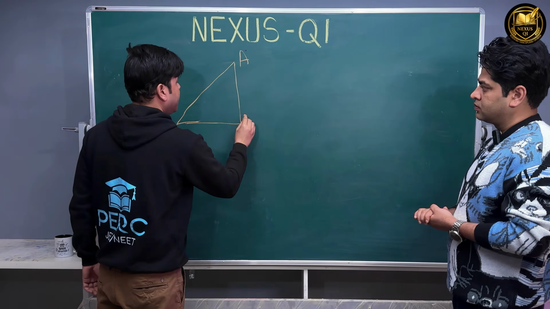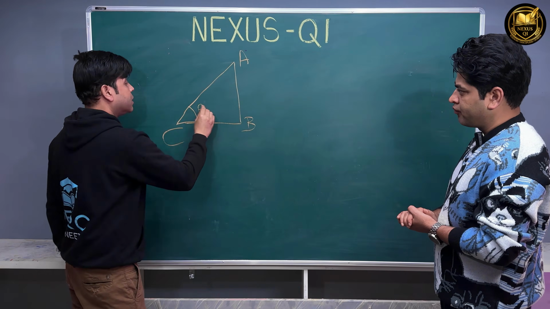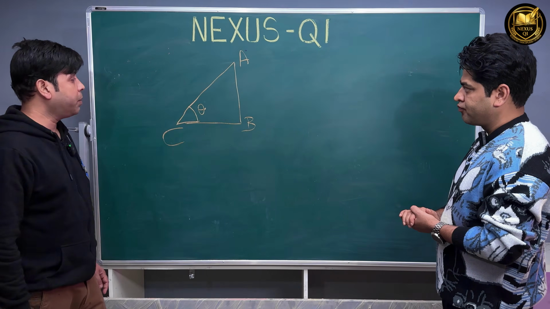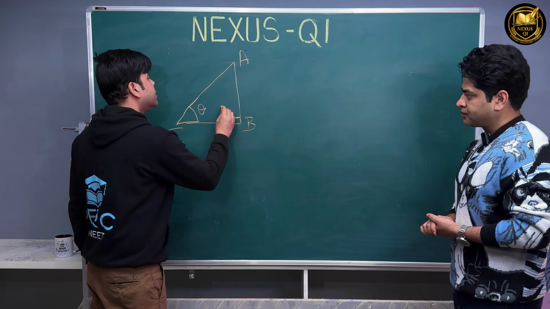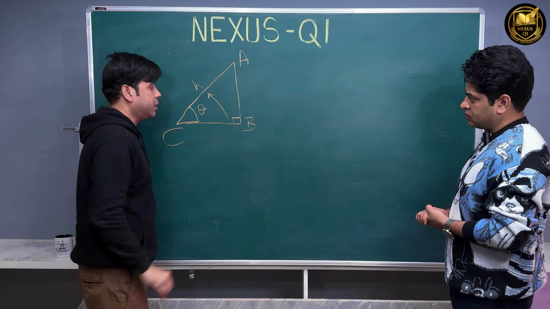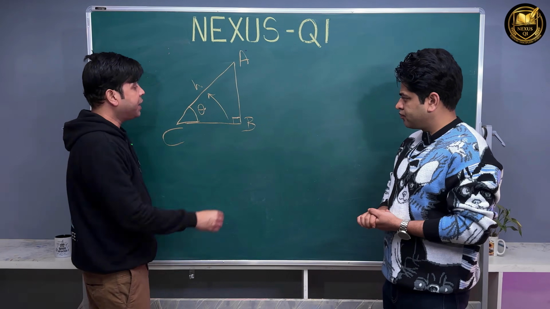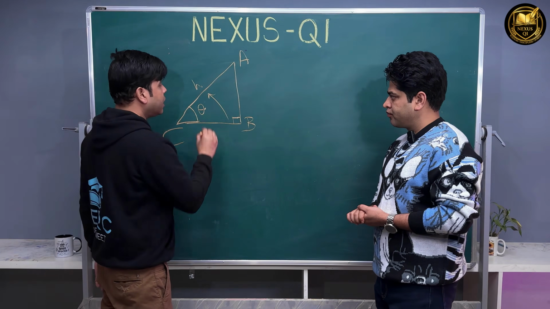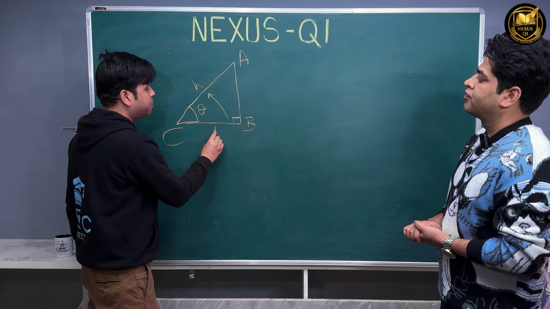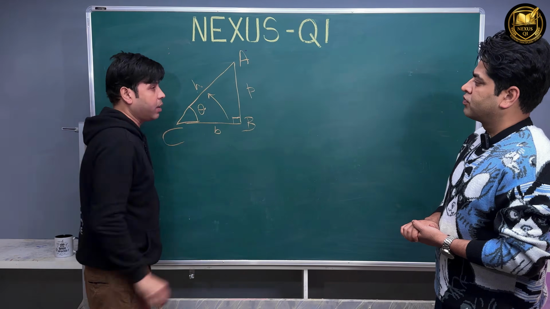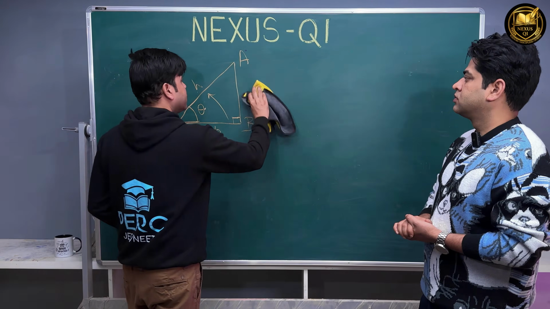This is vertex A, vertex B, and vertex C. Let this be angle theta. The first thing to keep in mind is that this is 90 degrees. Opposite to 90 degrees, this side we call the hypotenuse. Next, what is base and what is perpendicular? Till now we know that this we call base and this we call perpendicular, so it's always fixed. But now this will change.